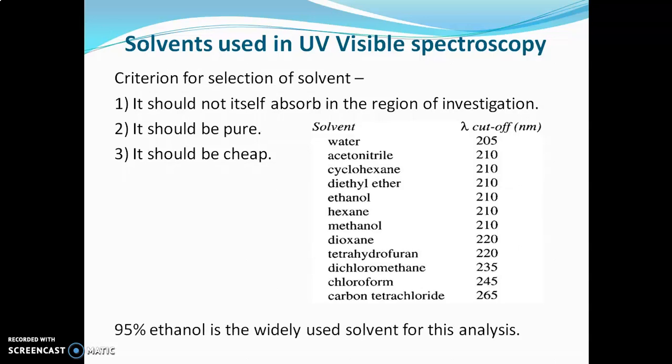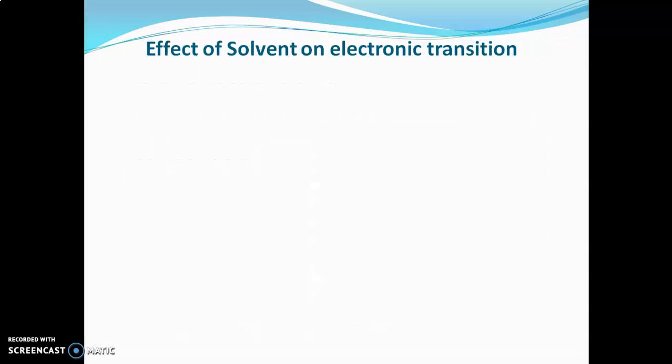95% ethanol is a widely used solvent in UV-visible spectroscopy. Now the thing is that lab grade ethanol cannot be used, because lab grade ethanol may have benzene as an impurity, and benzene shows very strong absorbance of UV-visible light.